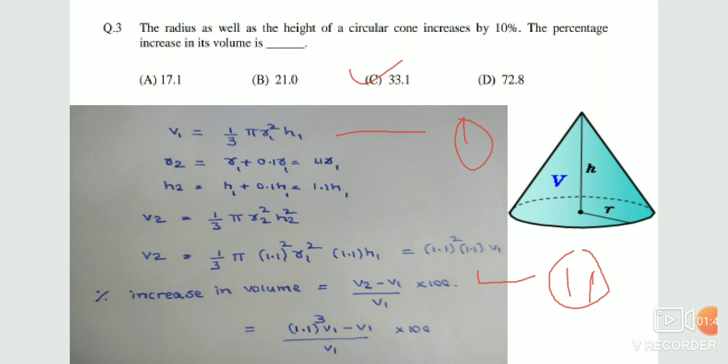From this he is asking the percentage increase in volume. Percentage increase in volume is nothing but the difference or increase in volume divided by the initial volume into 100. This is the formula: V2 minus V1 into 100 by V1. Substituting this, we will get the answer 33.1%.